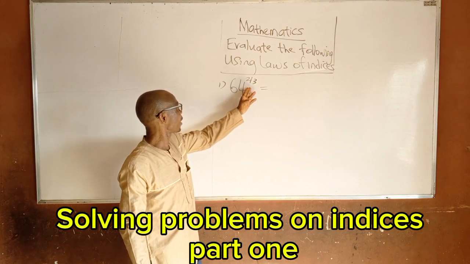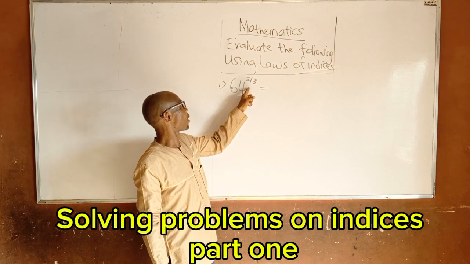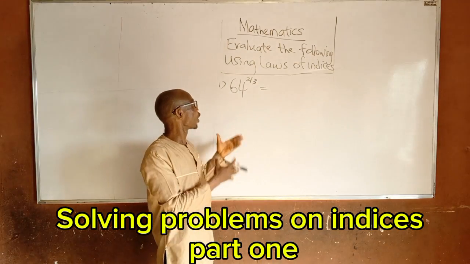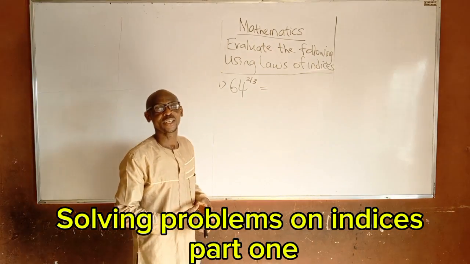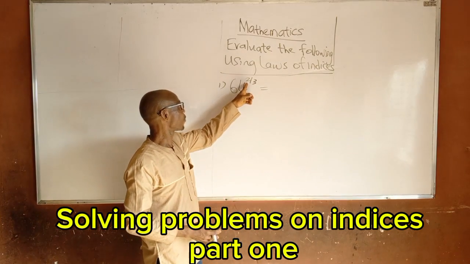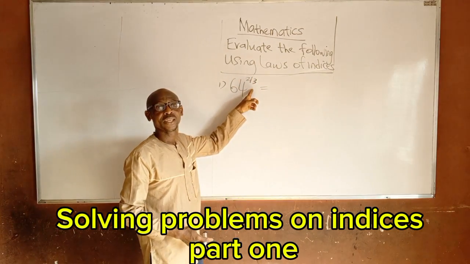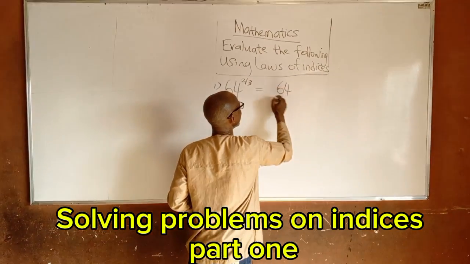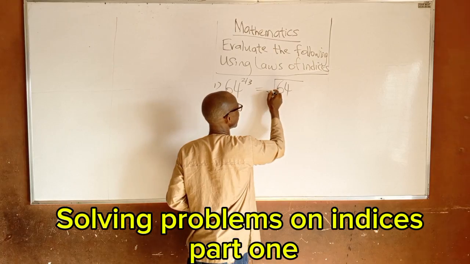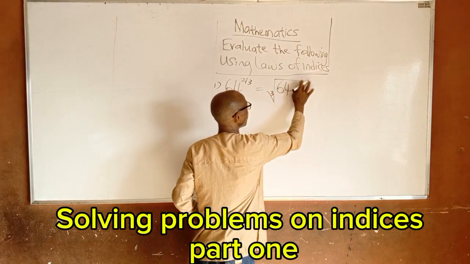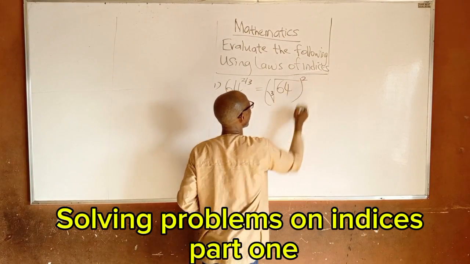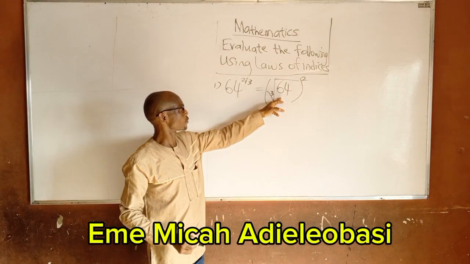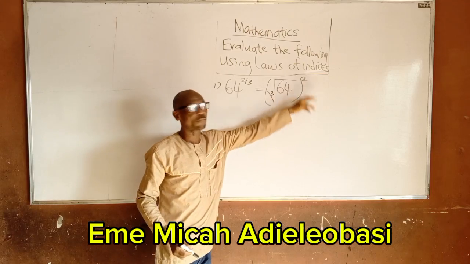Now let's say we are given a value like this, 64 raised to power 2 over 3. We are to make use of the knowledge we've got from indices. So what do we have? 64 raised to power 2 over 3 can be written as the cube root of 64, raised to the power of 2.